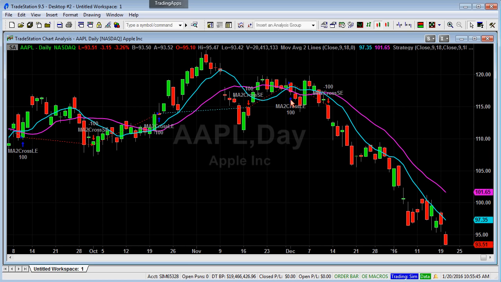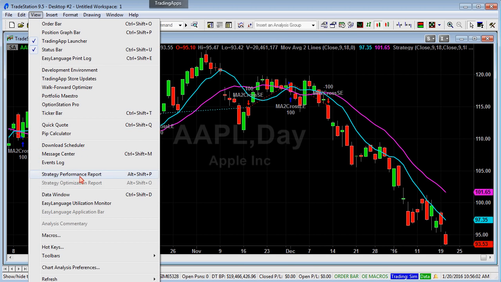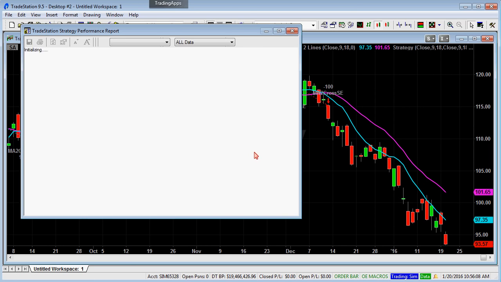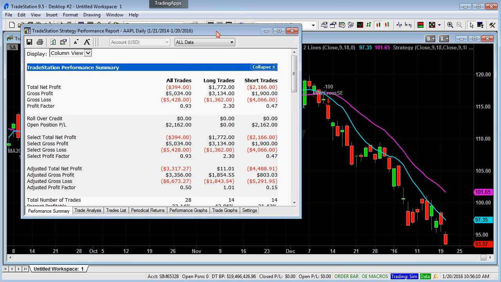To view the strategy performance report, there's two ways to do it. The very first toolbar button on the strategy toolbar is called Strategy Performance Report. You can see it right here on top. You can also go to the View menu, and you have access to the Strategy Performance Report. Doesn't matter which way you go, it'll bring up the same report. Let's go ahead and take a look at the report initially.